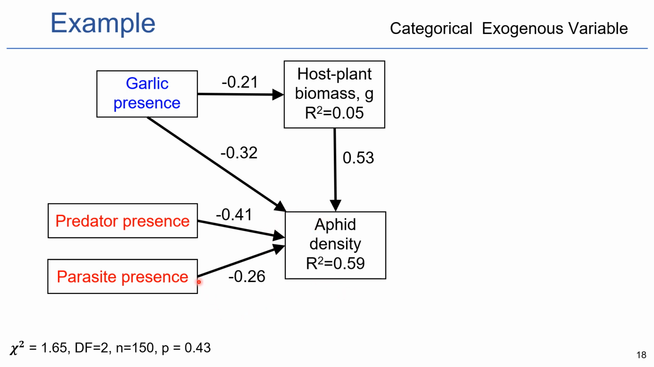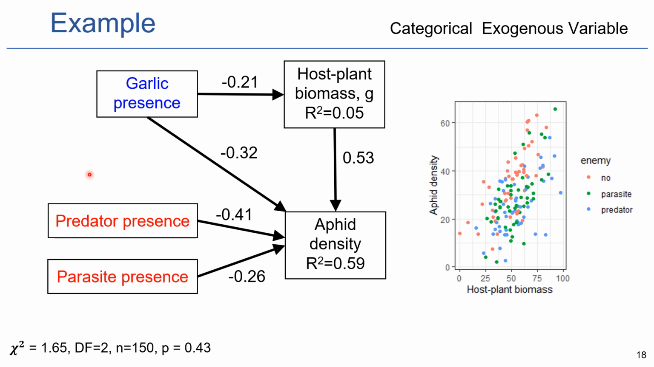Also now we have two variables for the presence or absence of the enemies. So we can see that predator presence affects aphid density negatively, and this effect is stronger than parasite presence. And these effects are compared to the no enemies, our reference level.